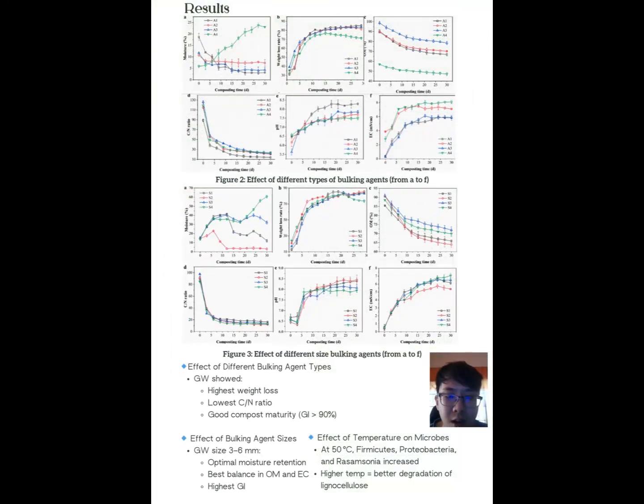So from the experiment, it helps the article understand the effect of different types of bulking agents on composting efficiency. From the bulking agent types, GW showed the most promising results, where it shows the highest weight loss, the lowest C/N ratio, and good compost maturity, where it has GI bigger than 90%. Next, on the effect of bulking agent sizes, GW also shows the best results, where GW size at 3 to 6 mm has optimal moisture retention, best balance in OM and EC, as well as the highest GI among the other bulking agents.